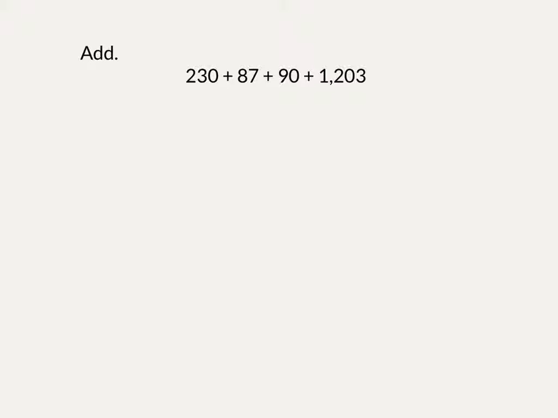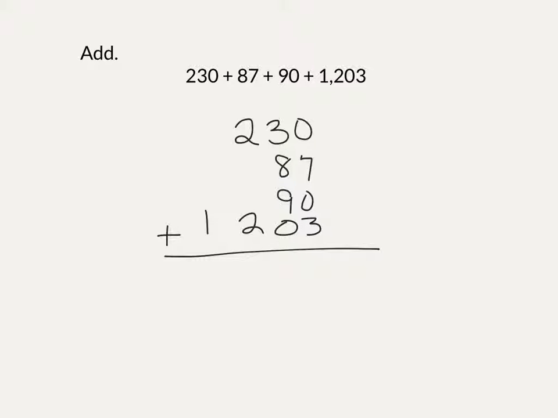In order to do this, we want to make sure that all of the digits in the place values are in line. So we're going to write this vertically. We have 230 plus 87 plus 90 plus 1,203. Notice all the digits in my ones place are in line, all the digits in the tens place are in line, all the digits in the hundreds place are in line, and then I have a digit in the thousands place.